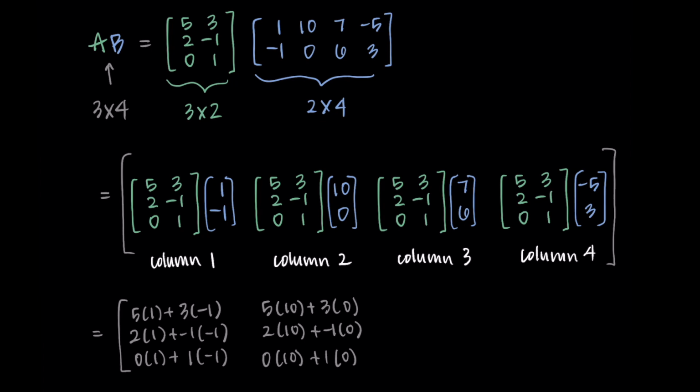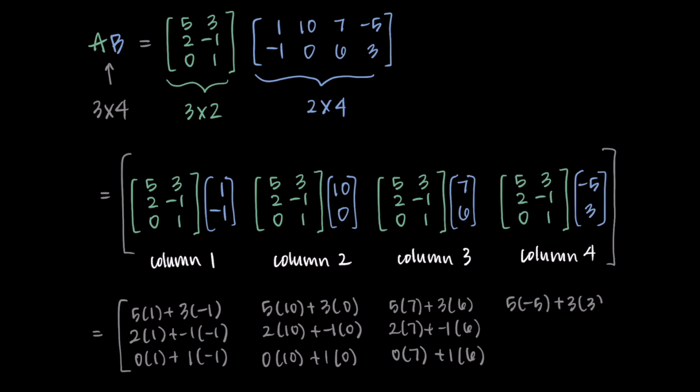Then I repeat this for the third column, 5 times 7 plus 3 times 6, 2 times 7 plus -1 times 6, 0 times 7 plus 1 times 6, and that's my third column. Okay, we're almost there. Let's do the fourth column. So 5 times -5 plus 3 times 3, 2 times -5 plus -1 times 3, and 0 times -5 plus 1 times 3.